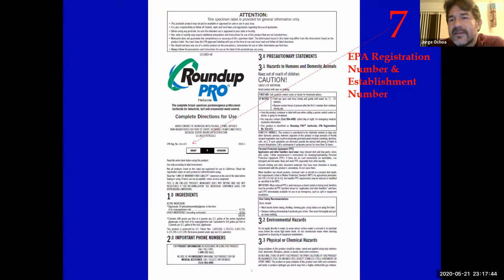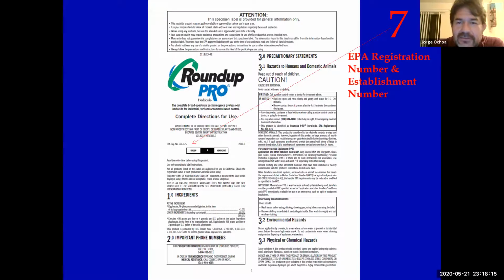Number 7 is going to be the Environmental Protection Agency registration number and the establishment number. As mentioned, every product that is found in California is going to be registered with the Environmental Protection Agency. It'll take many years. There's going to be testing, there's going to be evidence, there's going to be numbers that will need to be submitted by the company. And once they get the number, then they are able to use it in California.